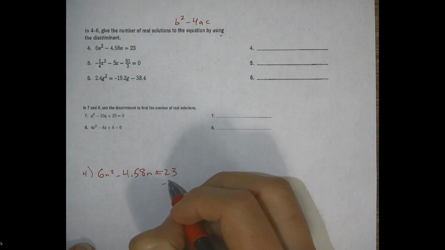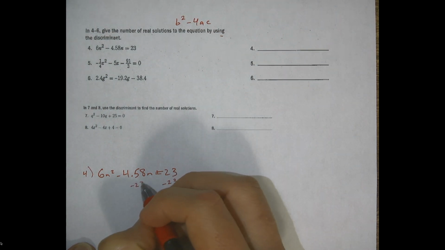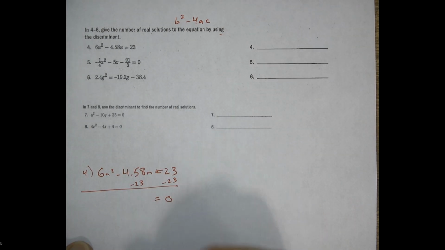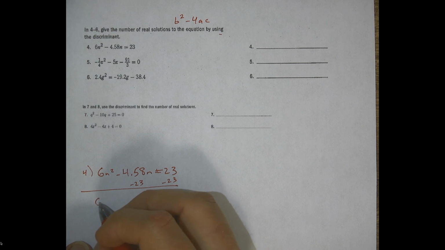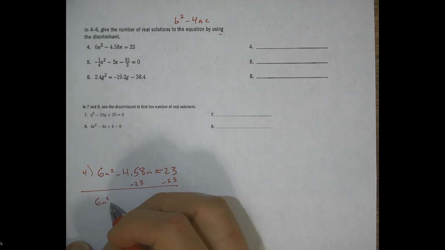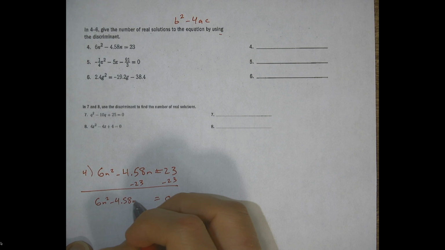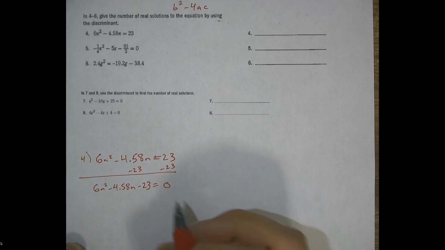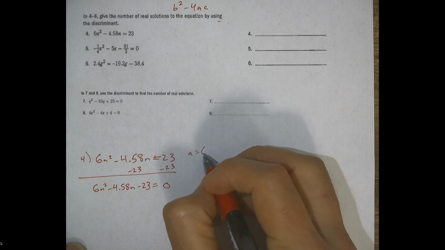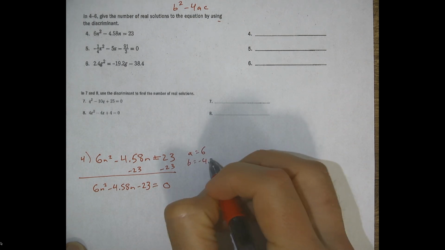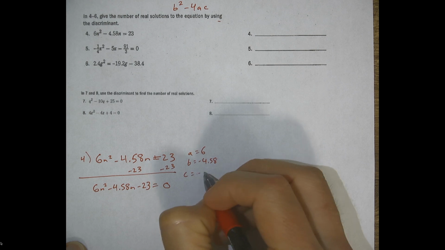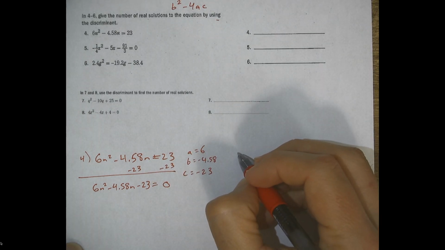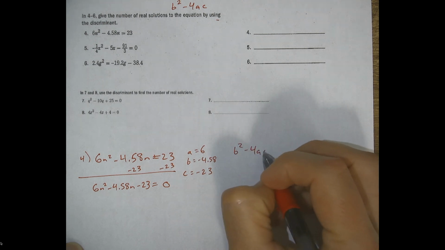So I need to minus 23 here on both sides. There's no like term to combine it with, so it just becomes part of the expression over here. So minus 4.58 and minus 23. Nothing to combine it with here. So a equals 6, b equals negative 4.58, and c equals negative 23. Just plugging into the discriminant, b squared minus 4ac.